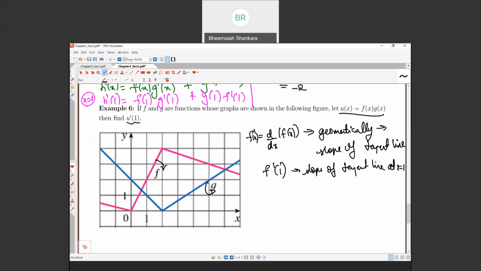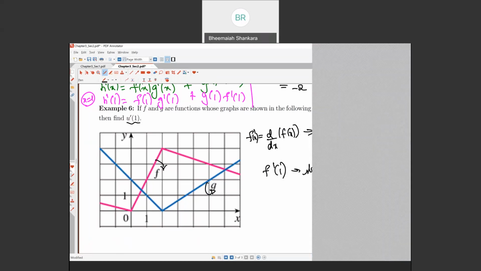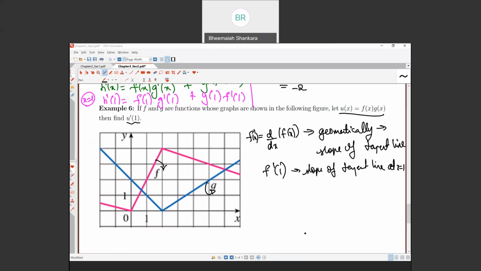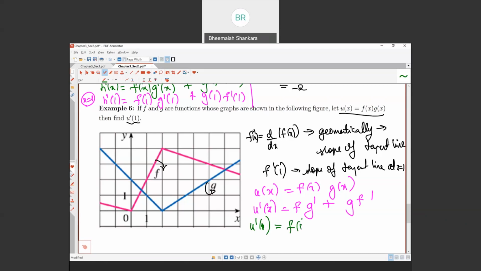Let me write u of x, which is f times g, as u prime x equal to f g prime plus g f prime. Understand that each of f, g, f prime, g prime are functions of x. So replace x equal to 1. So u prime 1 is f of 1, g prime 1, plus g of 1, f prime 1.